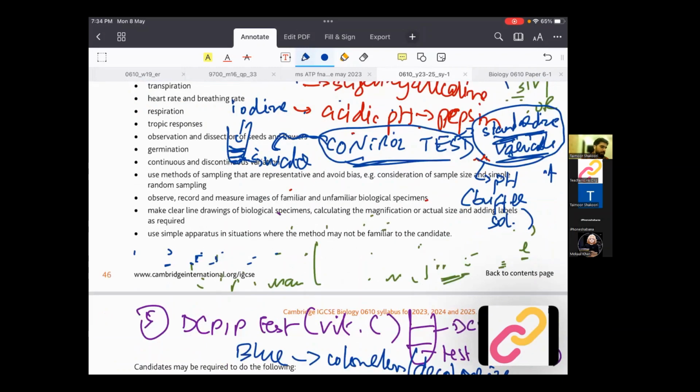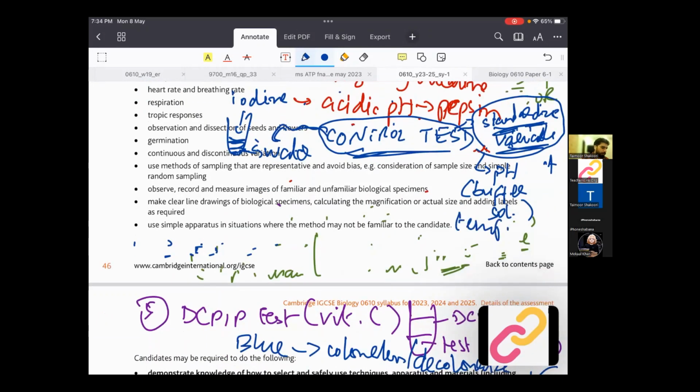And what if I need to standardize temperature? For standardizing temperature, the term that I use is a thermostatically controlled water bath, right? A thermostatically controlled water bath is what I'm going to use. So that's a standardized variable for you over there as well.